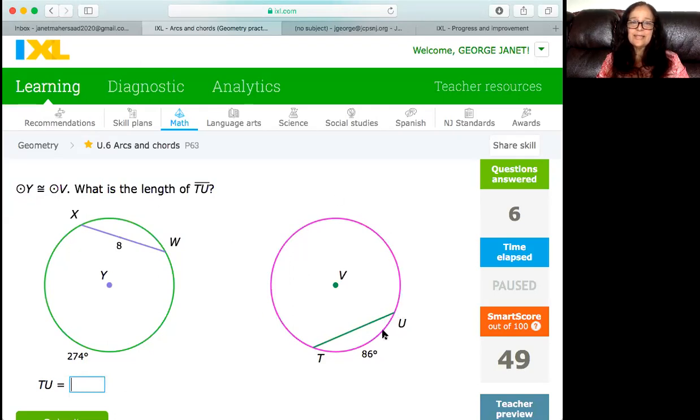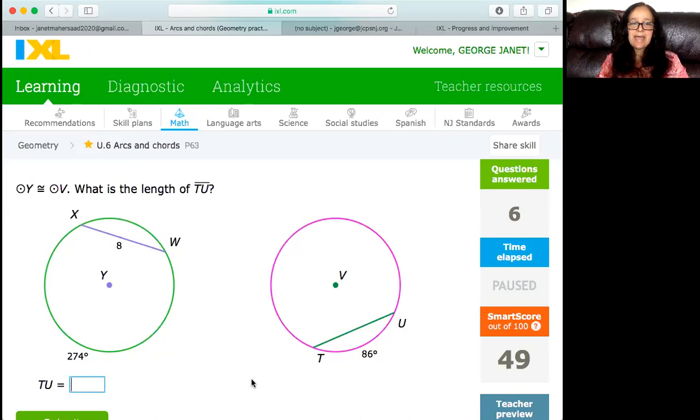The whole circle adds up to be how many degrees? 360 degrees, okay? And this part is already 274, and this part is 86. So if we add these numbers together, we get 360, which is the whole circle. That means this chord equals this chord. That means this arc, the minor arc, equals the minor arc in the other circle, okay?